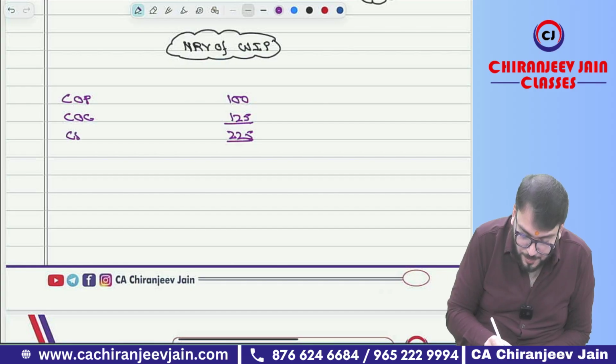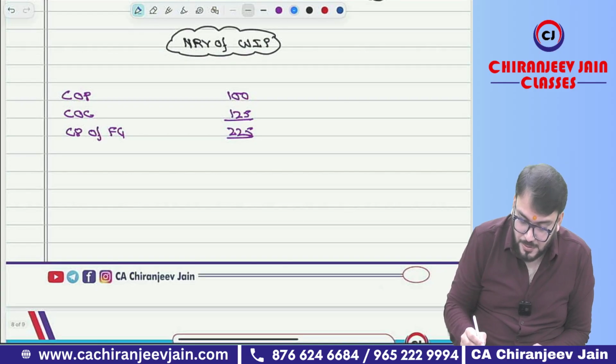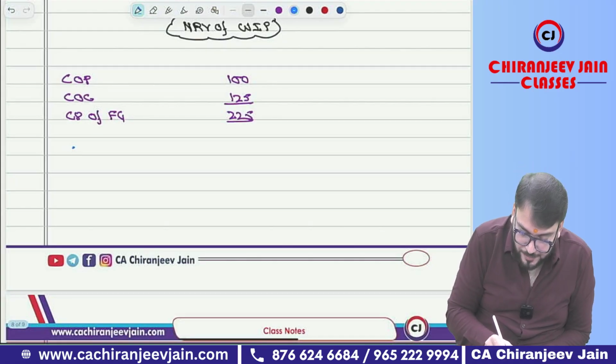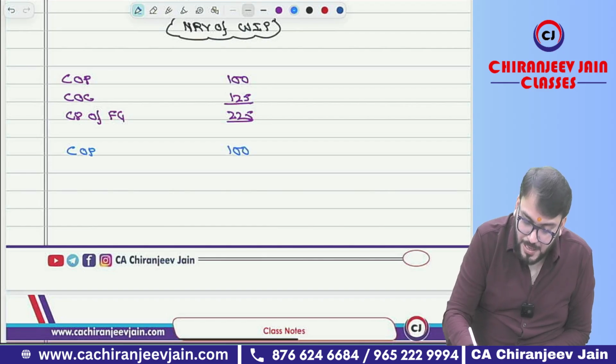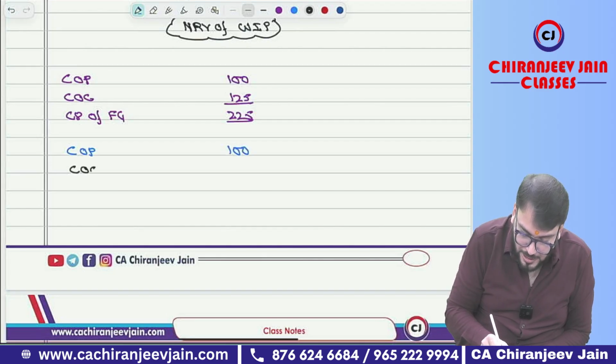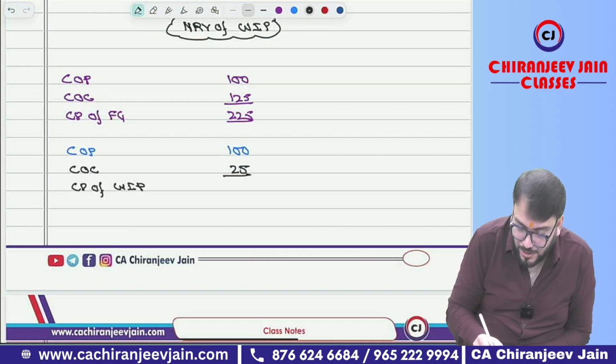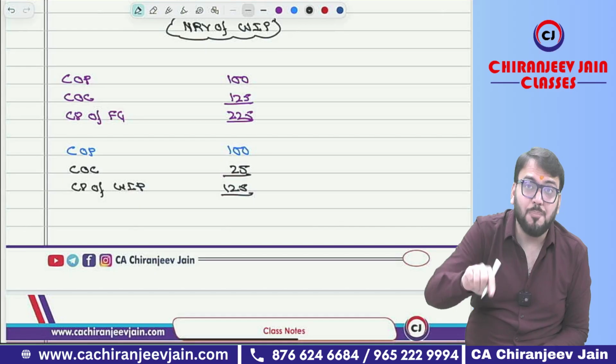So this becomes the cost price of finished goods. Yes, sir. Understood. But right now what happened? Cost of purchase is 100, and right now cost of conversion already incurred is only 25. It means this becomes the cost price of WIP, work in progress, 125. So what is the estimated cost to complete?